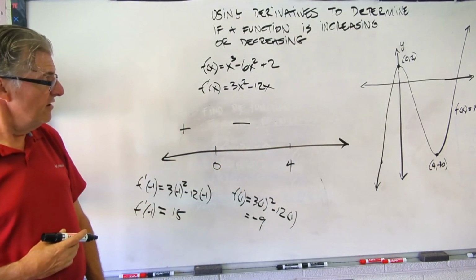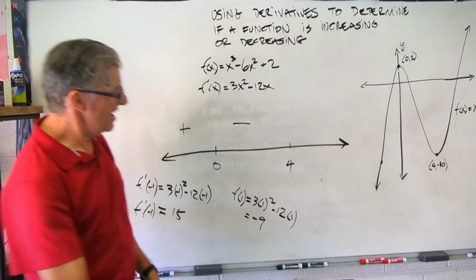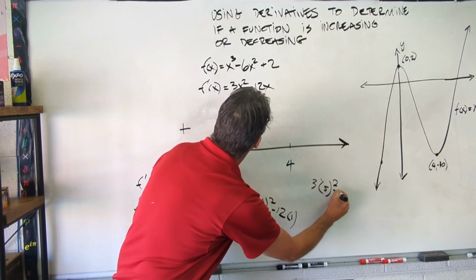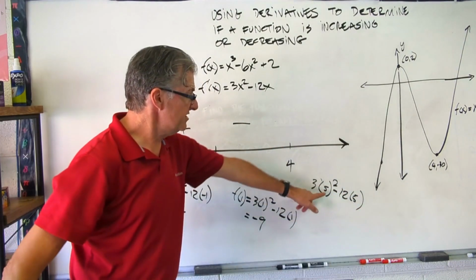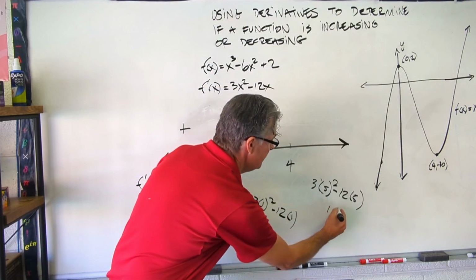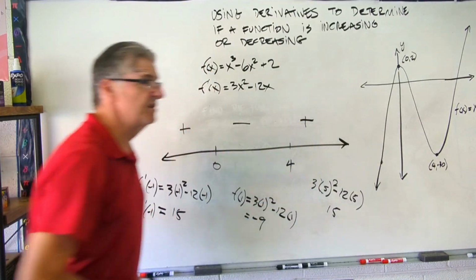Finally, at the end, I need to pick a number that's bigger than 4, so let's try 5. So 3 times 5 squared minus 12 times 5. So that's going to be 75 minus 60, so this is going to be 15. So that's positive. So again, we have a positive there.